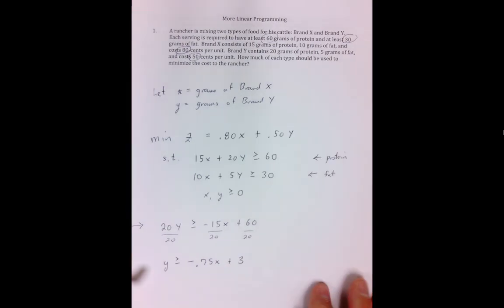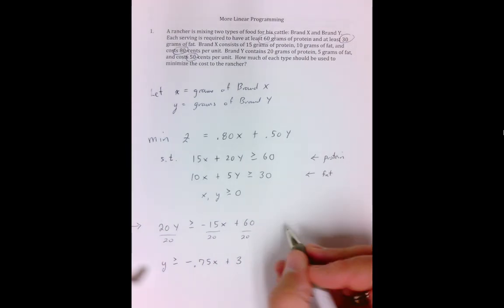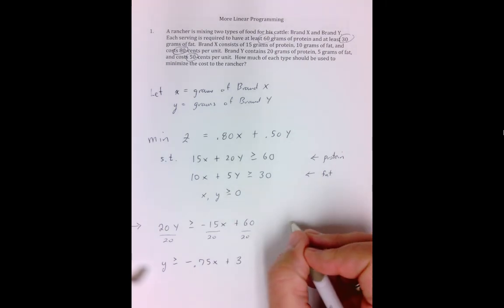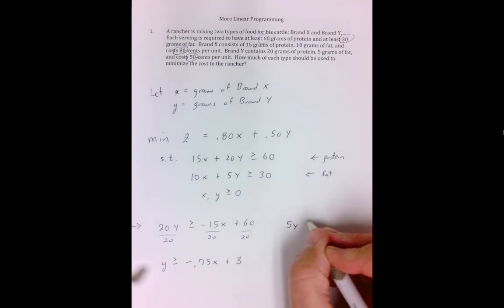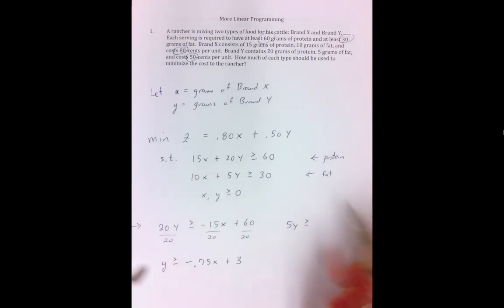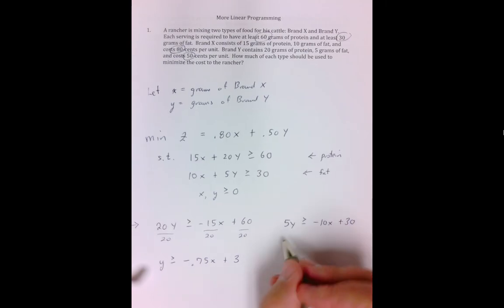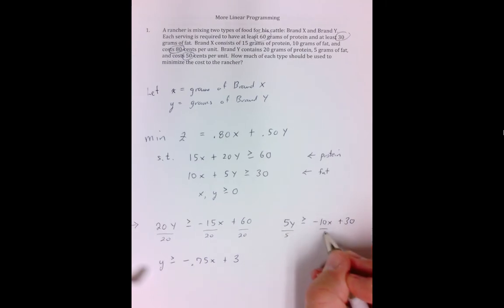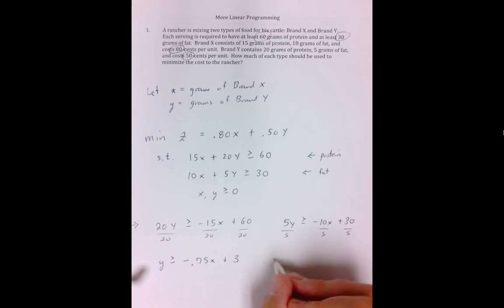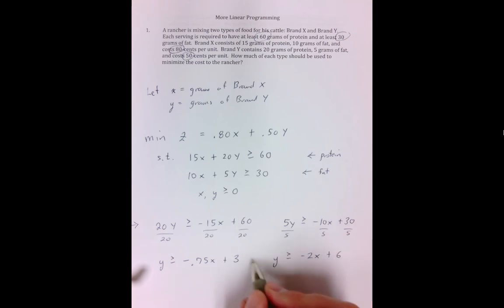Now the other inequality, I'm going to do the same thing. I'm going to bring the 10x across to make a negative 10x plus 30 and divide through by 5. So I get y greater than or equal to negative 2x plus 6.